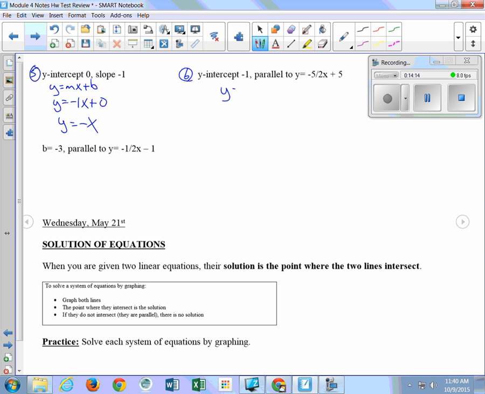6. Y equals mx plus b. Fill in the information that is given you. It says y-intercept is -1, so that's -1. Parallel to y equals -5 over 2 x plus 5. So the slope is -5 over 2 for this one, -5 over 2. This is x. So that's all we had to do.